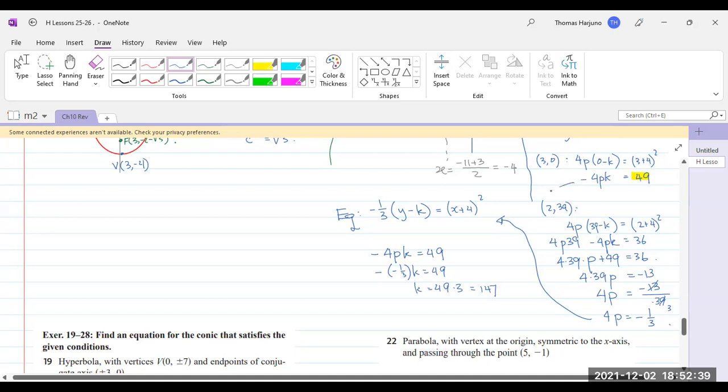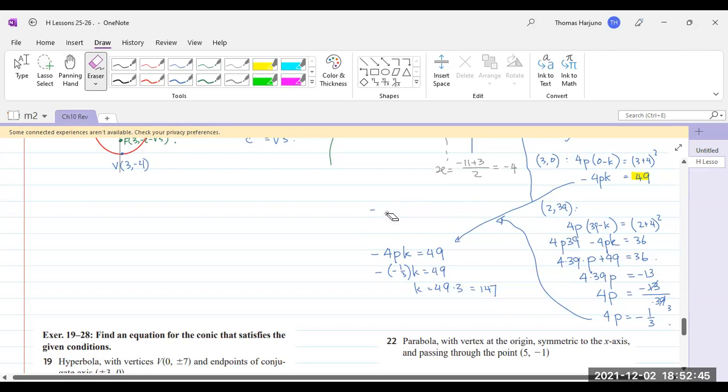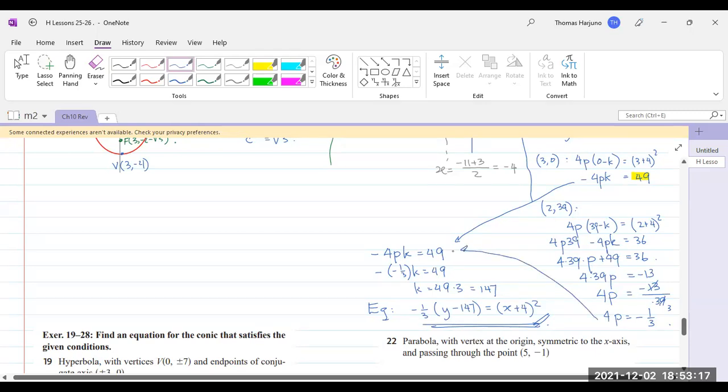Okay, I use this one here. So the equation then becomes 4p times (y minus k) equals (x + 4) squared. Okay, that's for number 18.